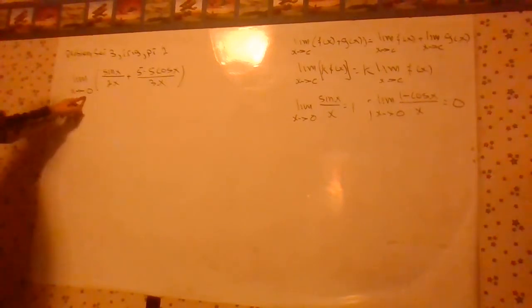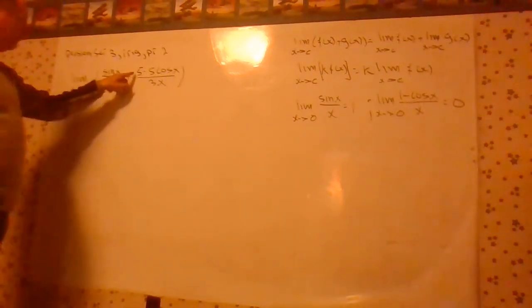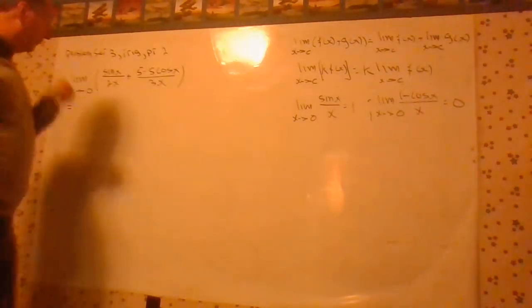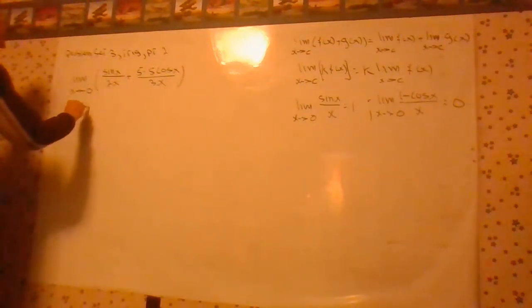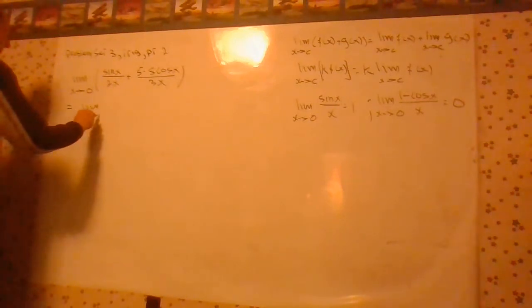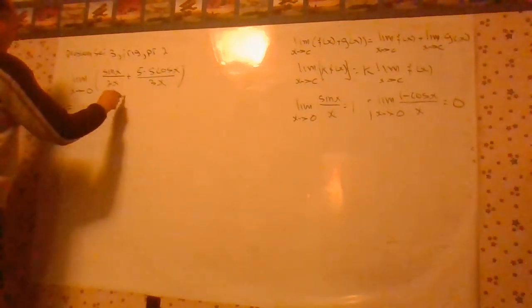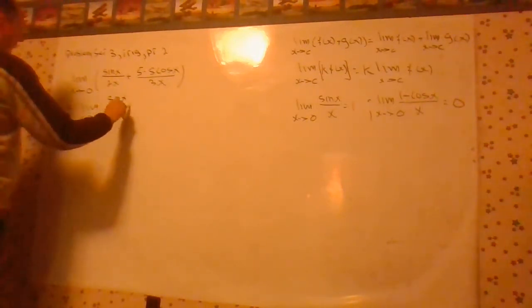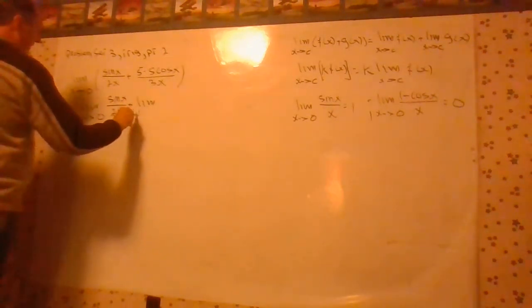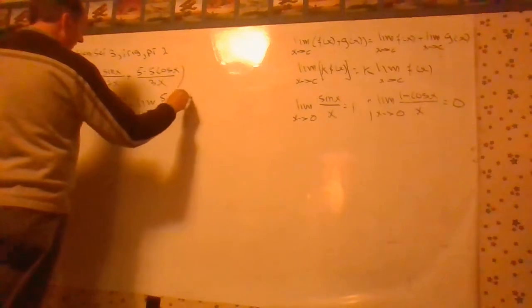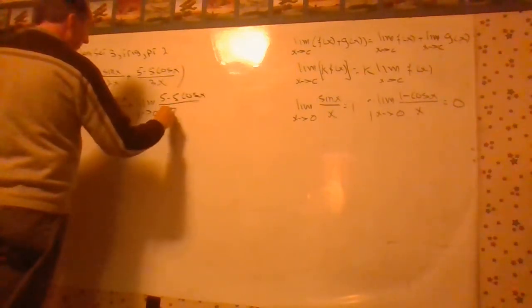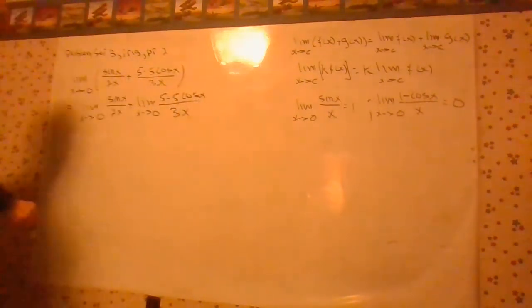First of all, the limit as x goes to 0 of sine x over 2x plus 5 minus cosine x over 3x. We can break that up into two limits, and so we have the limit as x approaches 0 of sine x over 2x, plus the limit as x approaches 0 of 5 minus 5 cosine x over 3x. Now we're not quite there yet.